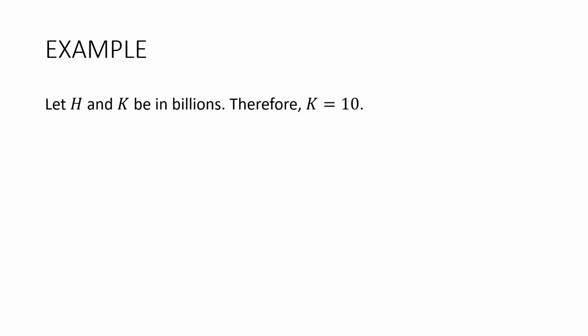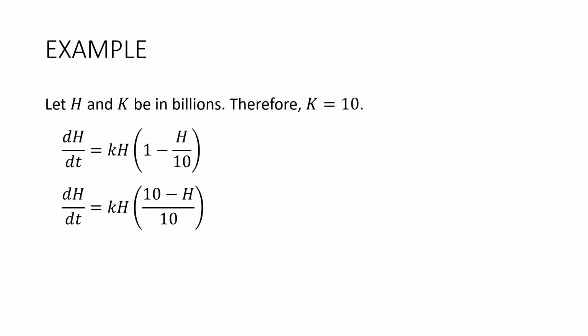So we're going to let H and K be in billions. So therefore, K is 10. So here's our formula. dH/dt is equal to kH multiplied by 1 minus H on 10. Now that's the same as kH multiplied by 10 minus H on 10, because we want to invert both sides of this equation. So dt/dH is 1 over kH multiplied by 10 over 10 minus H.